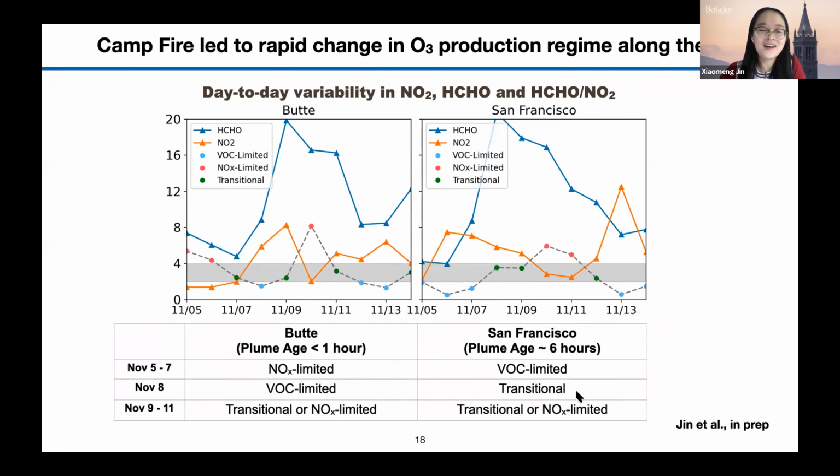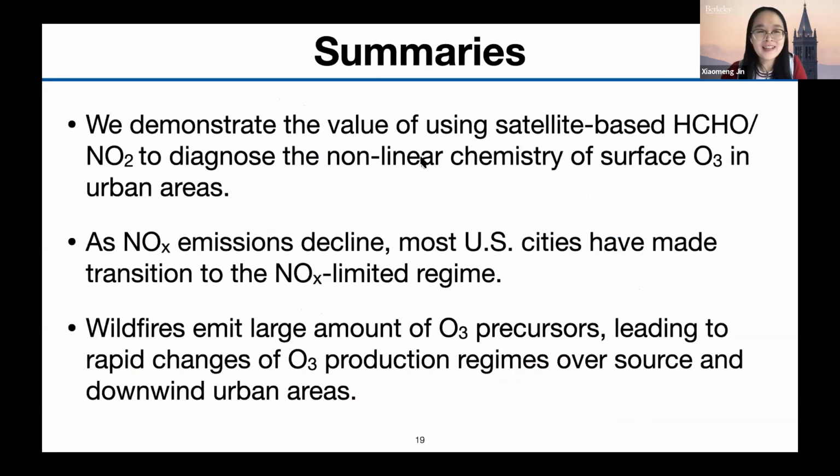So of course, there are still a lot of unknowns as to how the fires influence the ozone chemistry and how the aerosols from fires influence the chemistry. So this is what I'm currently working on. But in any case, I just want to show you how we can use satellite observations to diagnose the day-to-day variability of the ozone production regimes. So that's all I have for today.